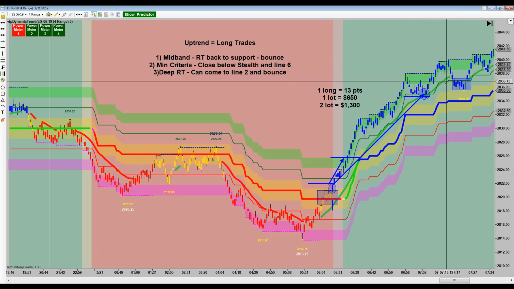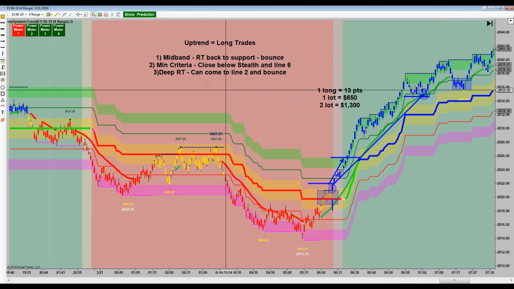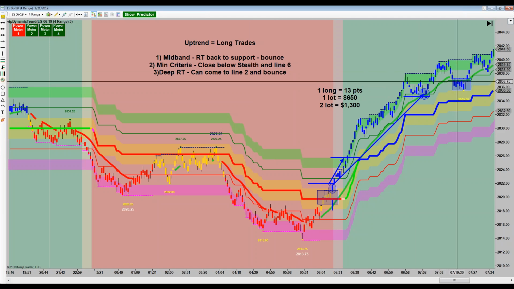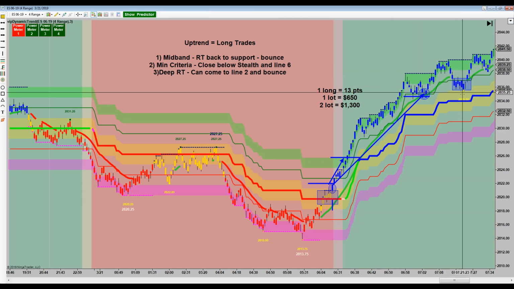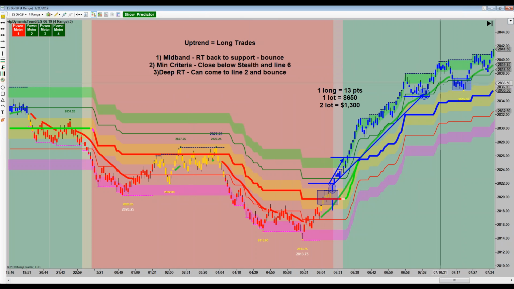But yes, the answer is yes. Notice we close below line stealth, the green line here, right? Check mark 1 for stealth minimum criteria. And we come below the thin green line 6 into this band right here. So that meets the 2 criteria, and so this is minimum criteria long.